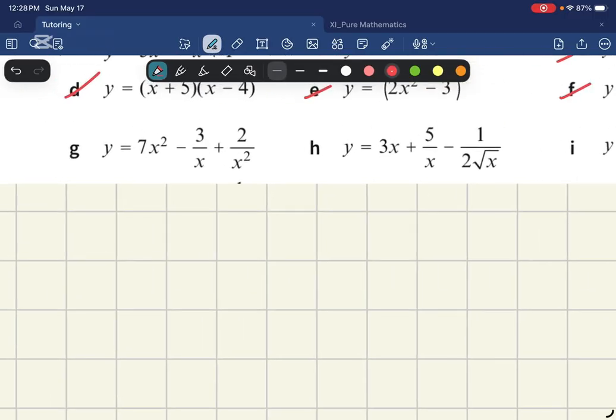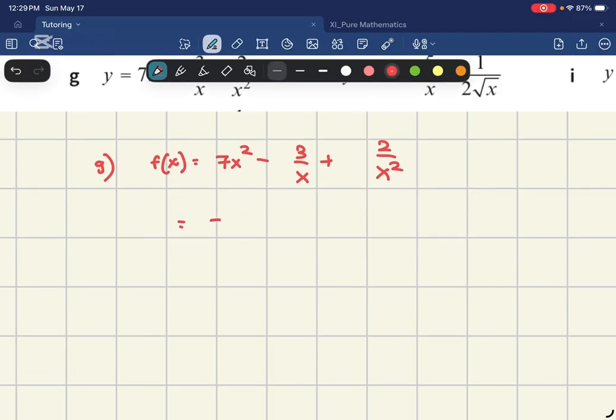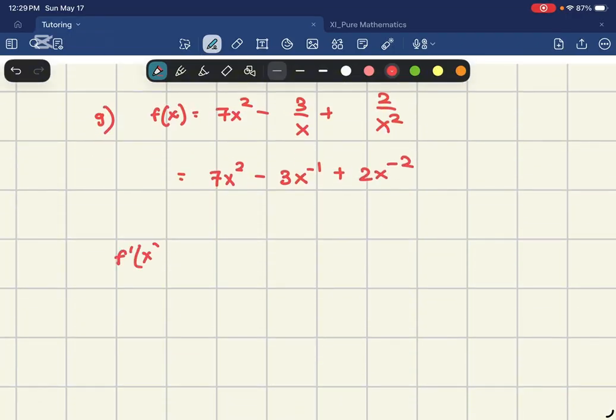Alright. G is the same. You have f of x or y. Finding f dash of x and dy by dx is the same thing. So now let's write this. One easier way to do it is just to write it like this. And now we can use the rule directly, right? So f dash of x is going to be 14x to the power 1. 2 comes to the front, 7 times 2 is 14x. 2 minus 1 is just 1.